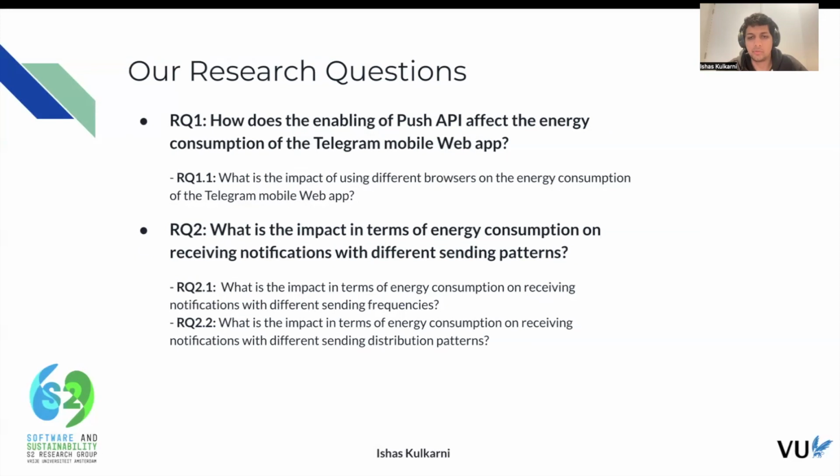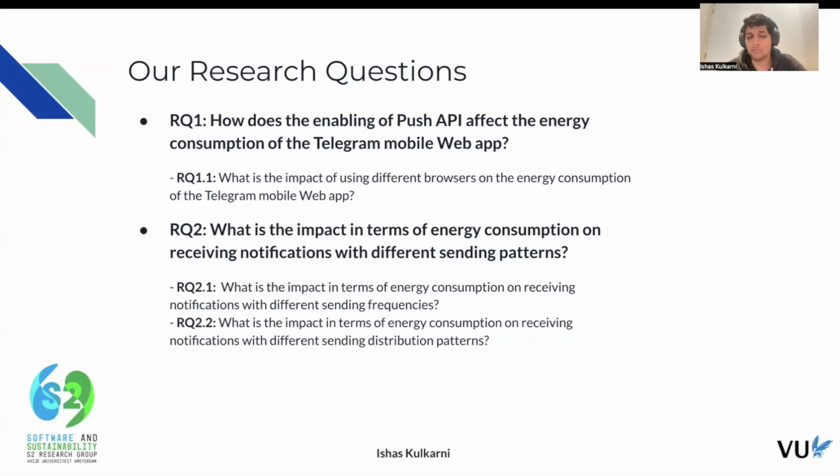The first research question is, how does the enabling of push API affect the energy consumption of Telegram mobile web app? The sub-question to this main research question is research question 1.1, which says: what is the impact of using different browsers on the energy consumption of Telegram mobile web apps?